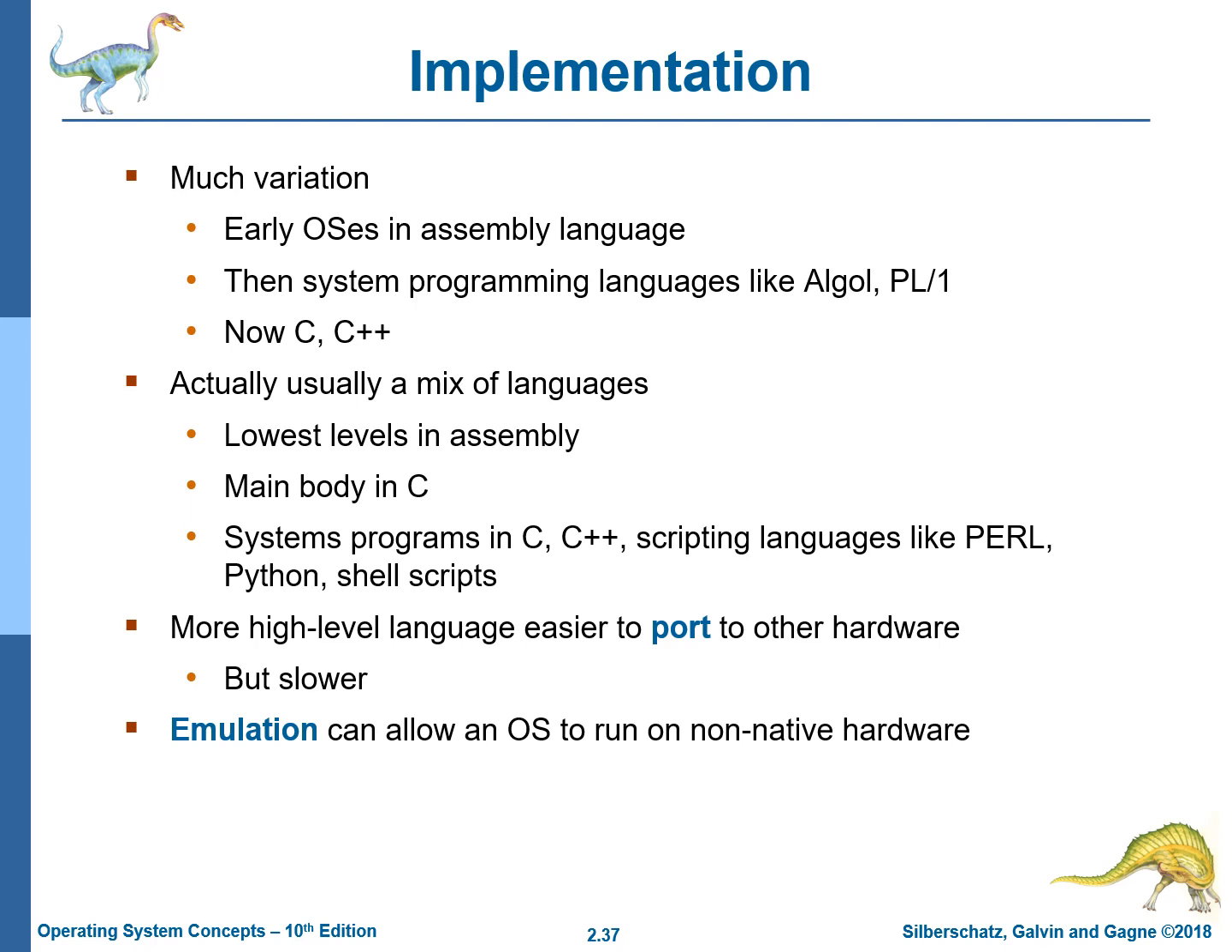Implementation. There's much variation to it, like early operating systems in assembly languages. Previously, we had system programming languages like ALGOL and PL/1, and now we have C and C++, and actually there's usually a mix of languages. It has the lowest levels in assembly and the main body in C, the system programs in C, C++, and scripting languages like Perl, Python, and shell scripts. A higher-level language is easier to port to other hardware but is much slower. And emulation can allow an operating system to run on non-native hardware.